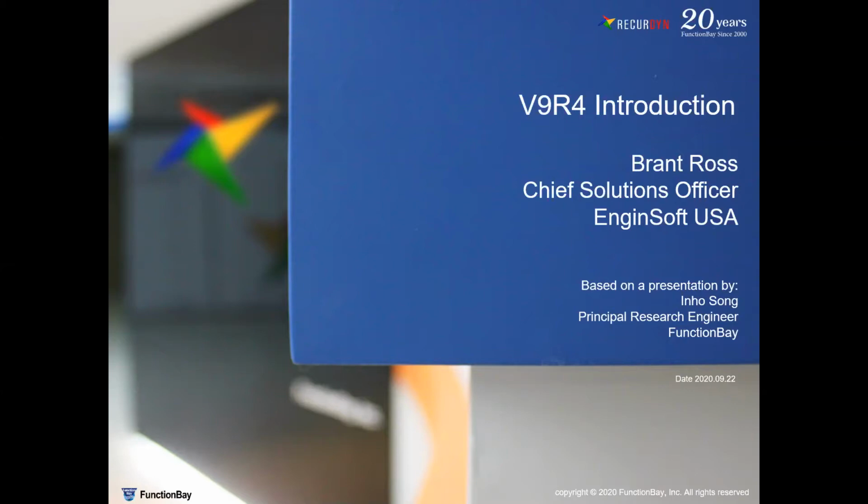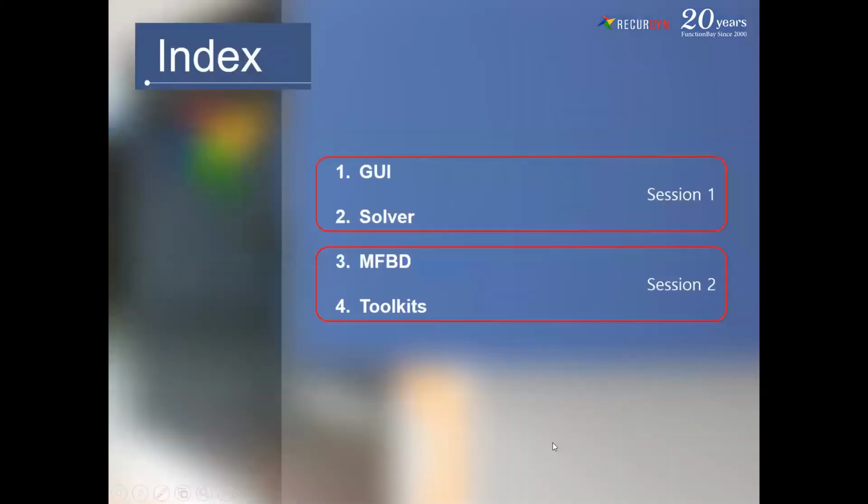This is RecurDyn V9R4 introduction. We will cover a variety of areas. In the first session, we're going to cover the graphical user interface. We will also cover enhancements to the solver. And then in the second session, we'll cover MFBD, which is the multi-flexible body dynamics. This is our term related to the full flex module, which is the non-linear flexible body. So we'll cover all those enhancements in session 2, and then also enhancements to all the different RecurDyn toolkits.